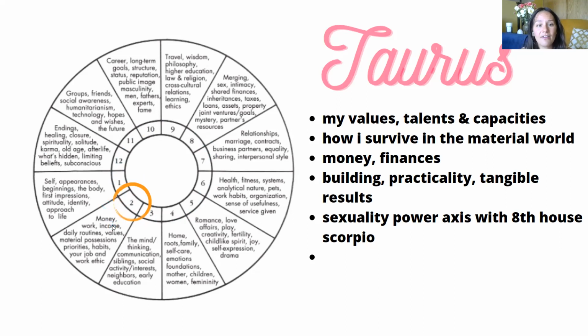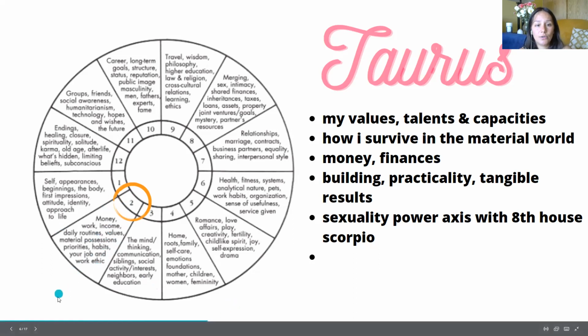But yeah, as you move through your life, after you get your basic physical stuff down, you move into the second house. This is your talents, your money, your resources, your values, how you survive in the material world. So it's basically just gaining stability in the world, how you do that. So Taurus is all about resources and how you make money, and your job and values.